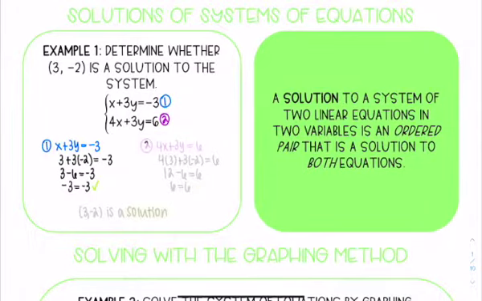And we want to do the same process with the second equation: 4x plus 3y equals 6. So we have 4 times 3 plus 3 times -2 equals 6. And 4 times 3 is 12, and 3 times -2 is -6. And 12 minus 6 is 6, which is definitely a true statement. And so this means that (3, -2) is a solution.